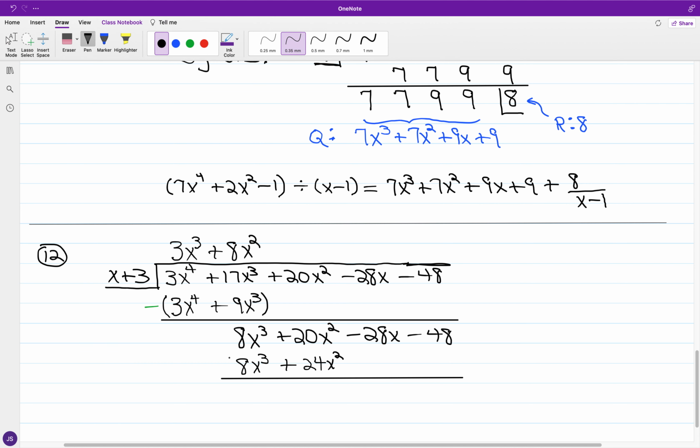Again, the long division is row by row subtracting. Okay, so in this round, 8x cubed minus 8x cubed goes out. 20x squared minus 24x squared. This will be a negative 4x squared. Have minus 28x minus 48.